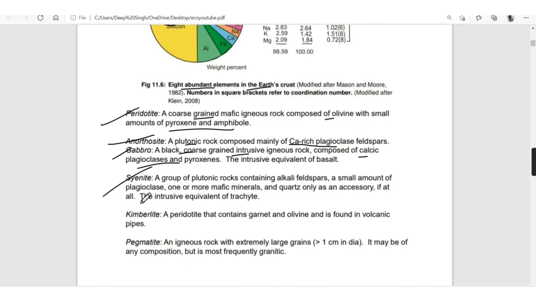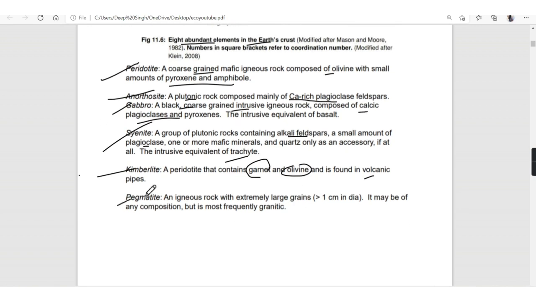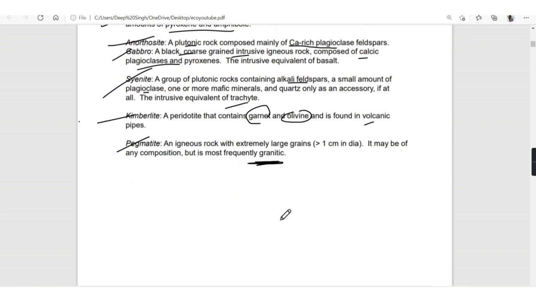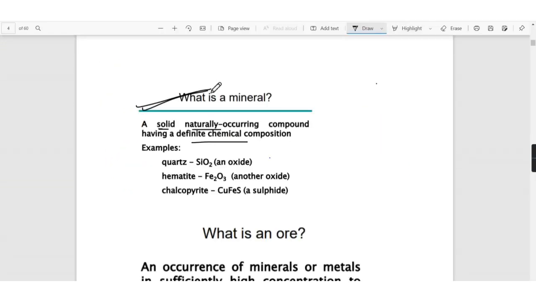What is syenite? It is a group of plutonic rock containing alkali feldspar and small amount of plagioclase. And its extrusive equivalent is trachyte. What is kimberlite? Kimberlite contains garnet and olivine, okay, and it is found in volcanic pipes. What is pegmatite? It is a very coarse grained rock, and it mostly consists of granitic composition.